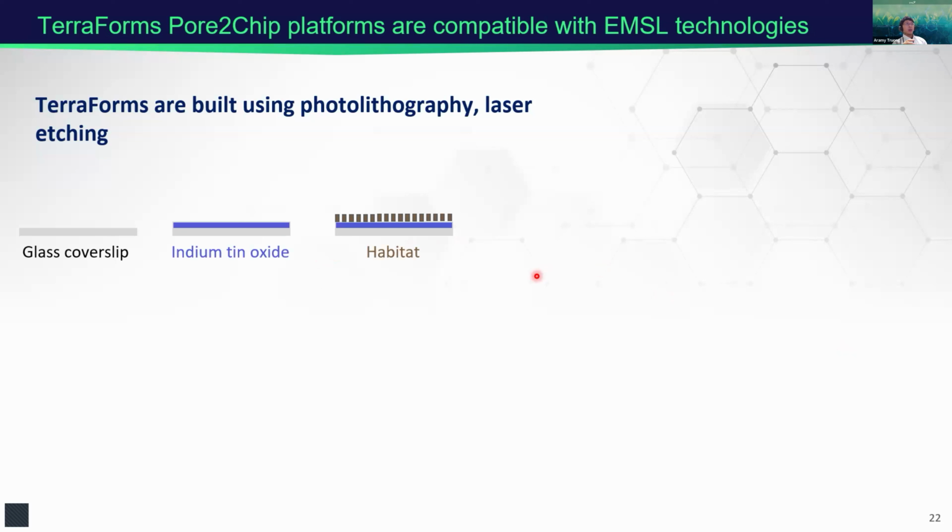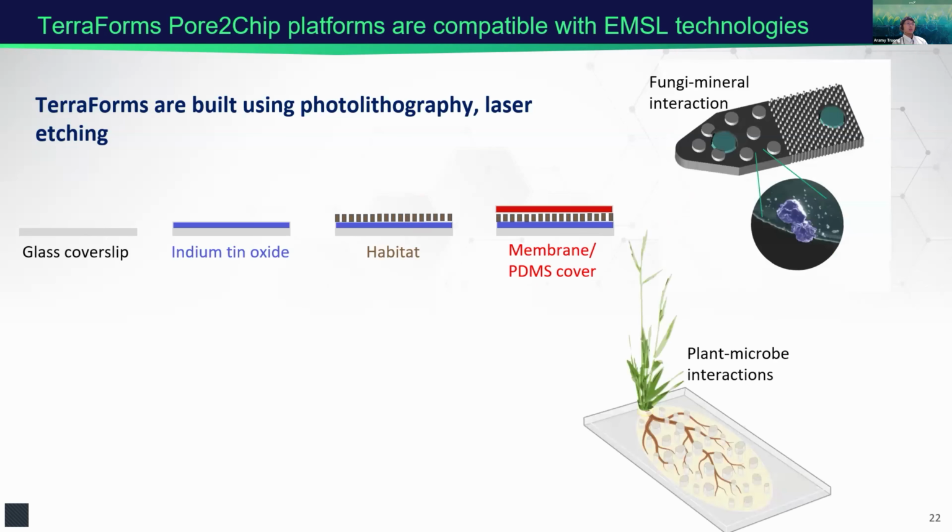This is made either by making a solid layer of epoxy and then using our laser to cut away the design to make our quote unquote pillars of the design, or we use photolithography to slowly build the layers up. And after that, we usually have a membrane, some sort of PDMS cover, for when you do your flow experiments. What's good about these is that you can now grow microbes and plants in these micro models. Whether you want to observe fungi mineral interaction or plant microbe interactions, you can do that now.